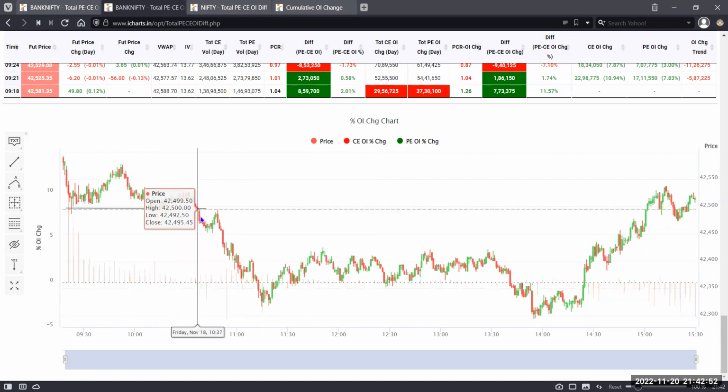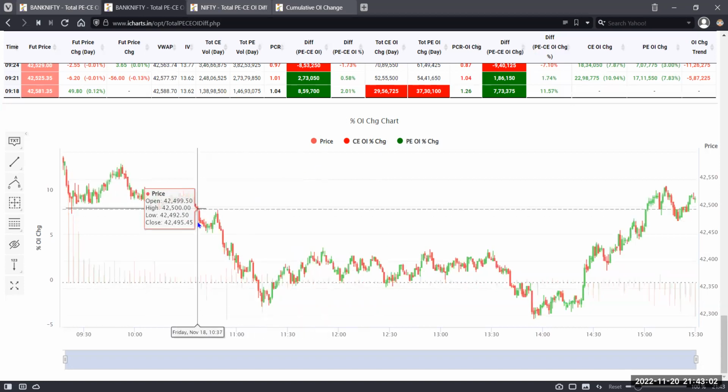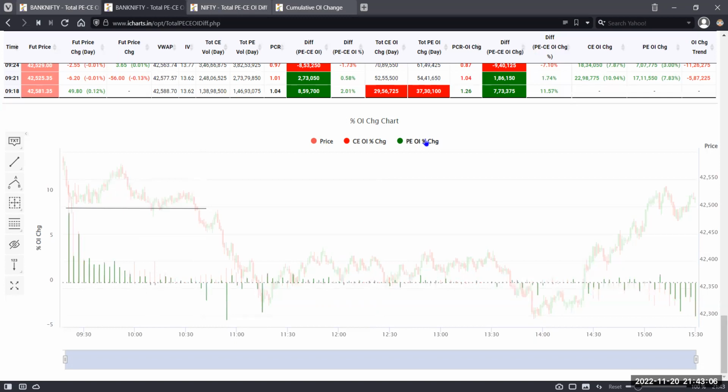Once this actually breaks, that is a point to look at. And here, if you see, only buildup is there. For the call side, buildup is there. On the put side, buildup is not there. Unwinding started over here, if you see, at that point, just after the breakout.